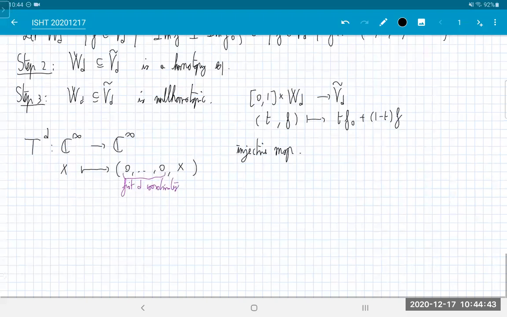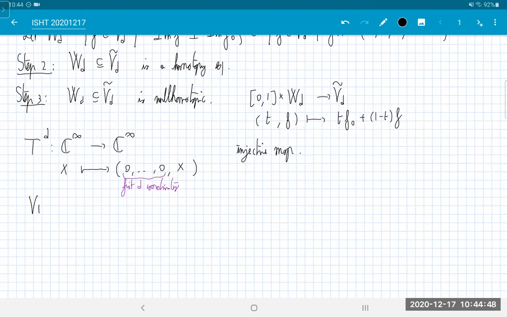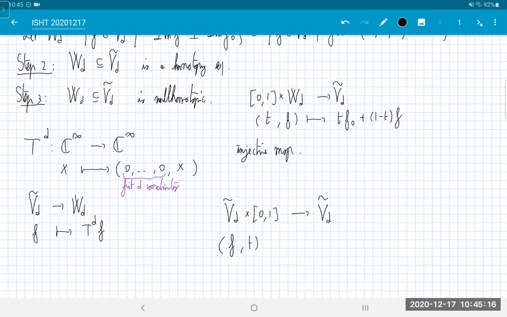So in particular, you have a map from V_D tilde to W_D, sending f to t^D f. Just shifting. And I want to say that this is part of a deformation retraction. And magically, I'm going to be able to do just a straight line homotopy again, sending (f, t) to t f plus (1 minus t) t^D f.